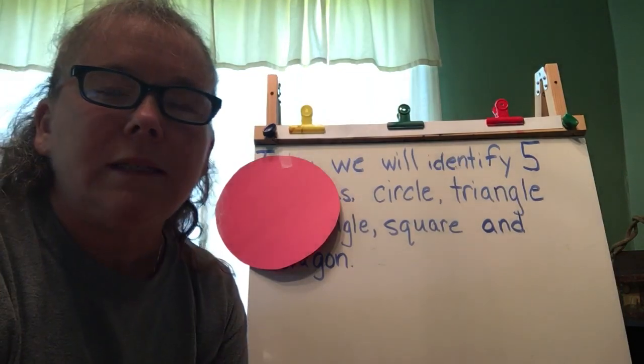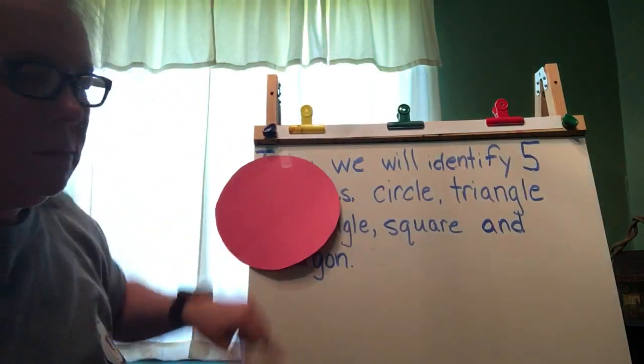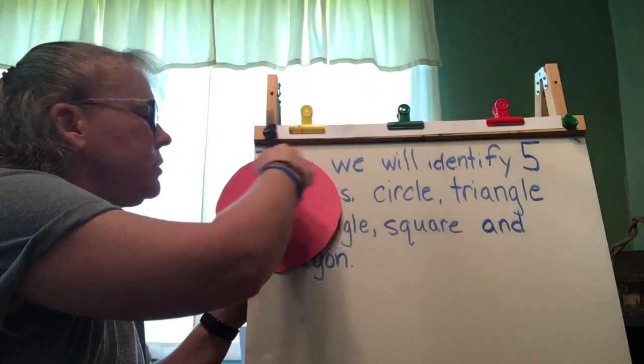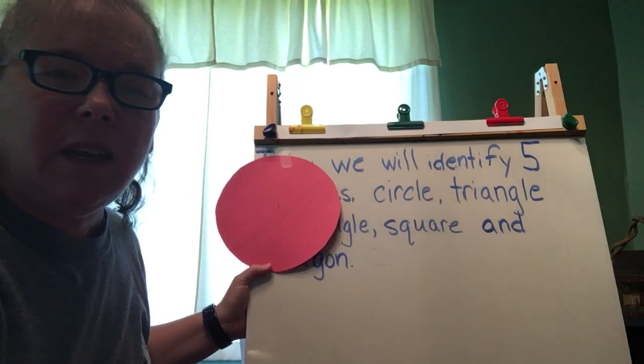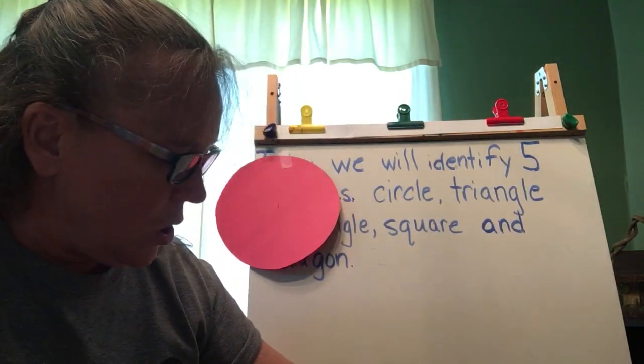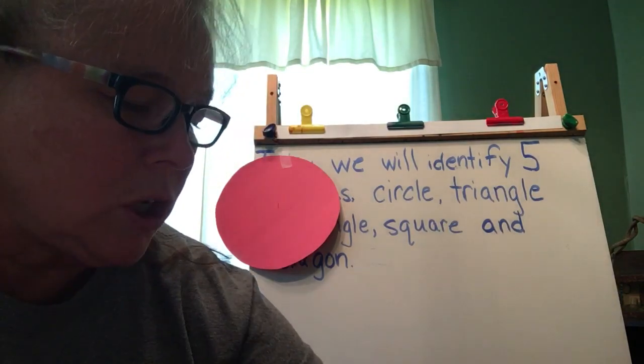A circle has how many sides? It only has one. It never stops, right? It just keeps going. Does the circle have any vertices, any corners? Nope. No corners. Next, we're going to talk about the triangle.